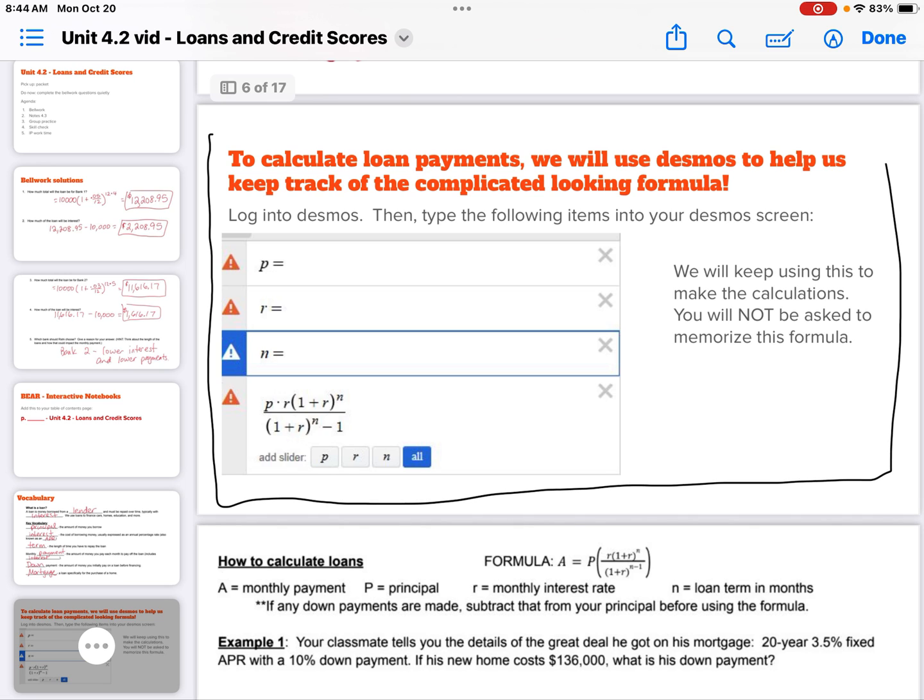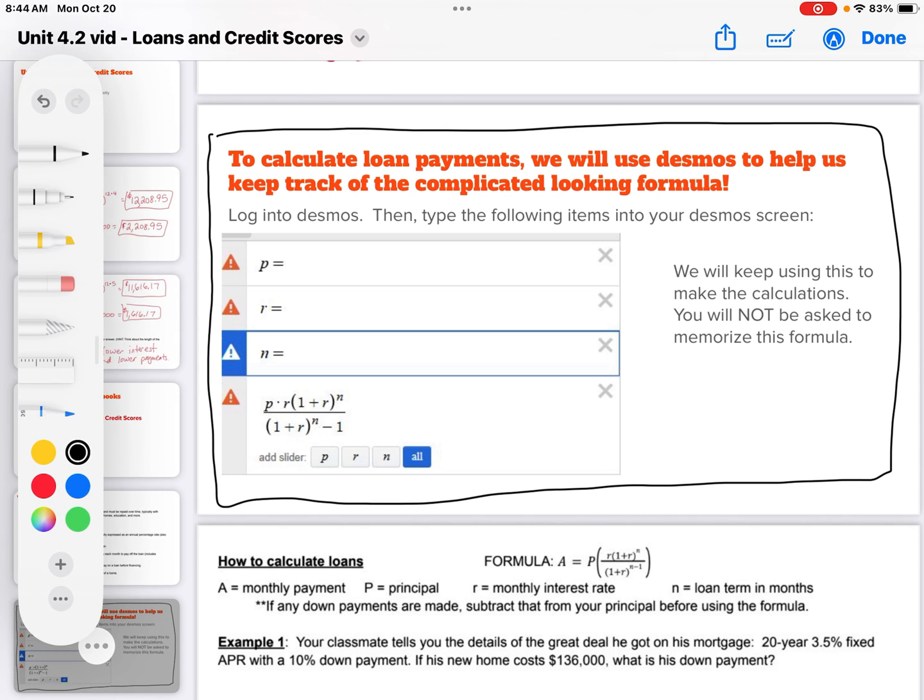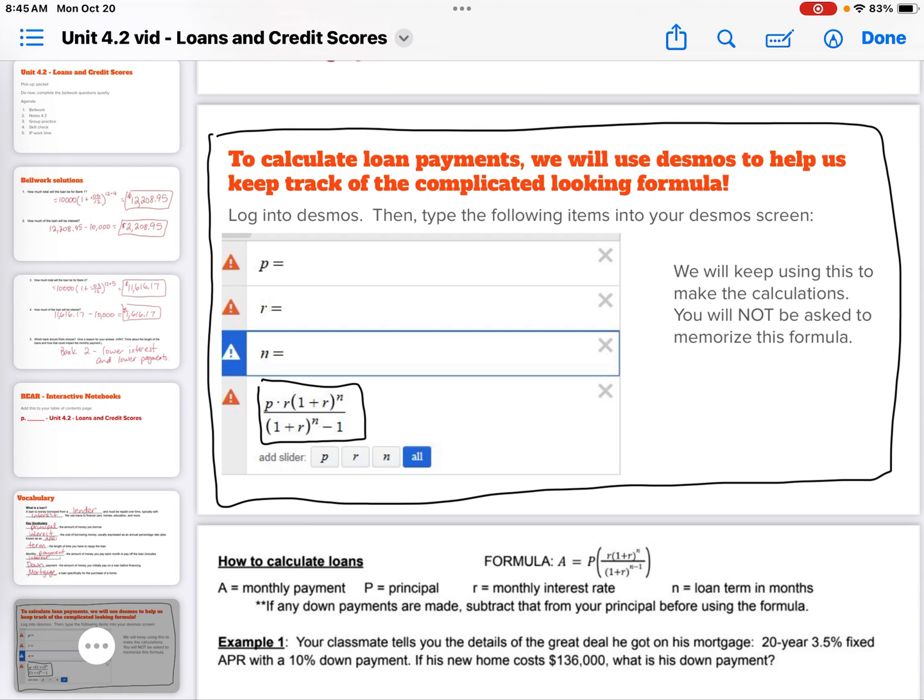All right. This right here is something that you are going to want to make sure you set up on your Desmos. This is how we're going to set this up. You're going to go into Desmos, the graphing calculator. You're going to type in P equals in one line, R equals in another line, N equals in another line, and then you want to use this formula right here. That is the formula you're going to use to calculate monthly payment. Make sure you set this up on your Desmos, and that will help you with every problem that we do today.